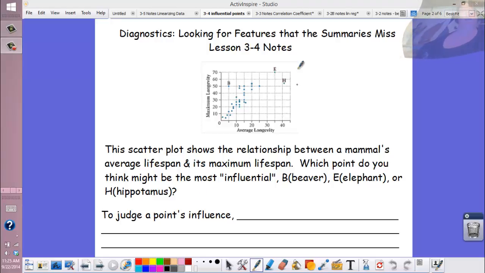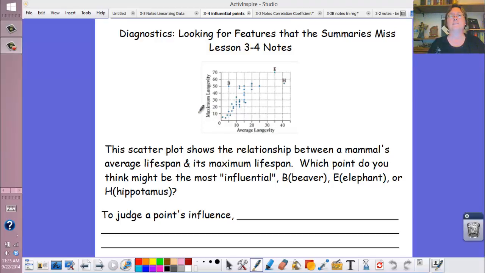Today we are going to be looking, as you can see from the title, for features that sometimes the summary numbers miss. And we're looking at a plot here of average longevity of mammals versus their maximum longevity. We've looked at these values before, but I've highlighted three of them. B for beaver, E for elephant, H for hippo.